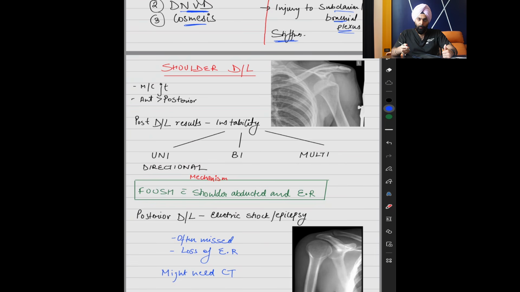सो वी हैव टू रिमेंबर, शोल्डर में द एंटीरियर डिसलोकेशन इज मच कॉमन दैन द पोस्टीरियर डिसलोकेशन. हिप में it is opposite, posterior is more common than anterior. So in hip, posterior is more common than anterior.